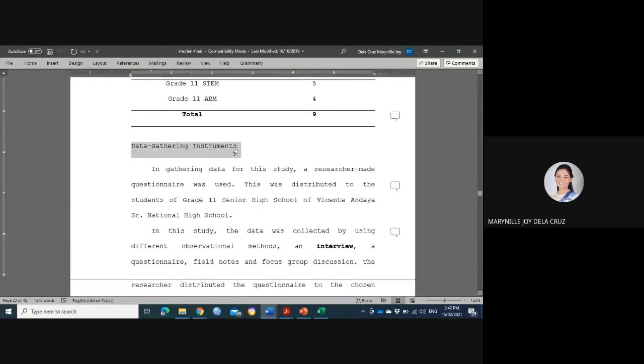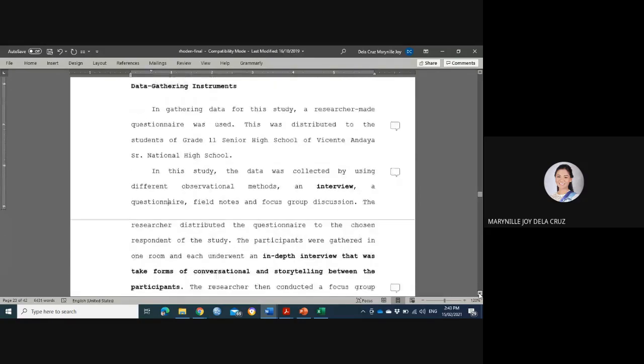Okay, so the data gathering instruments, they discussed it. So, in gathering data for the study, the researcher made questionnaires used, distributed where, how, and then how did you collect it? So, what did you use? In your case, you only use interview. It's not that you write observational method and questionnaire, because what you use is only interview. Some of you only use questionnaire. They were meticulous, so they have many methods. Like I said, you can use almost everything.